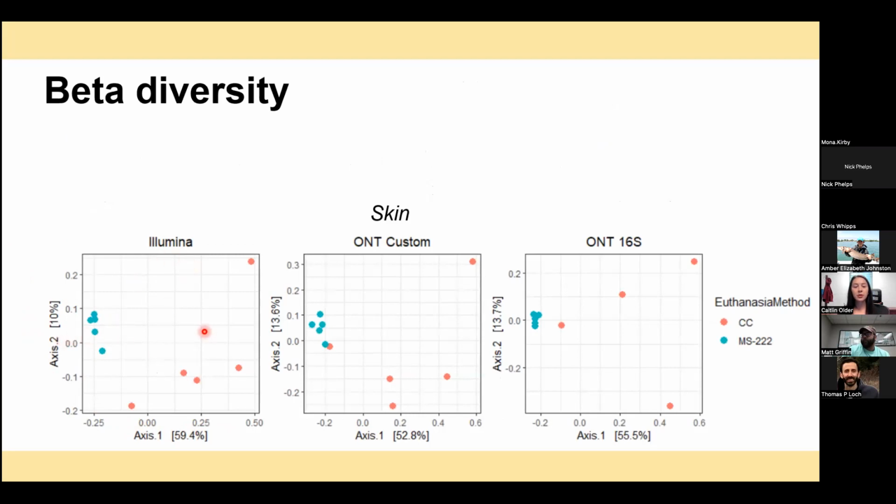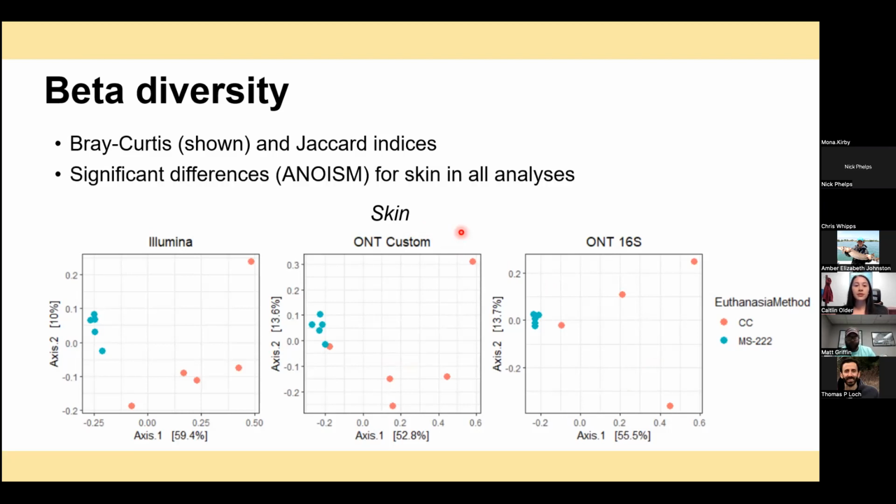Here we have the Illumina data, the ONT custom, and then the ONT 16S in the skin. And this is all with the Bray-Curtis method. However, this was also done with the Jaccard index as well. And there were significant differences found for skin samples in all of these different sequencing protocols, which was quite interesting. There were some significant differences with gill and digesta as well, but overall the skin was the most different.